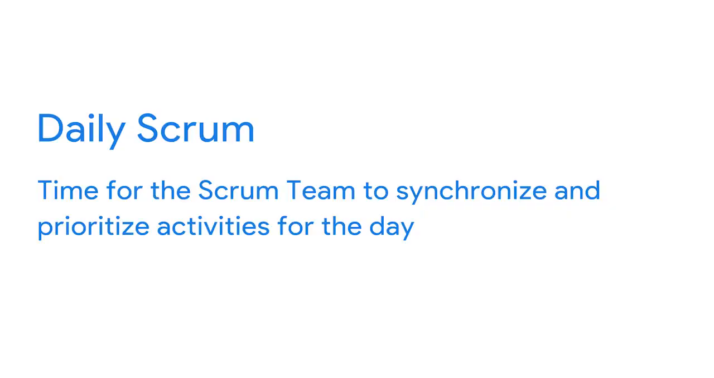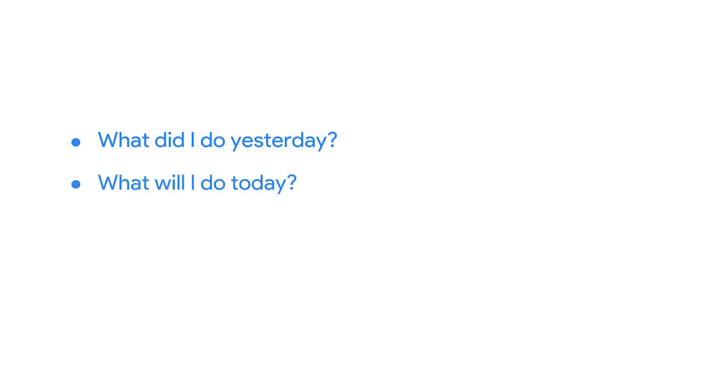First, the daily scrum, which is sometimes referred to as stand-up, is a time for the Scrum team to synchronize and prioritize activities for the day. In 15 minutes, and at the same time and place every day, each team member answers the following questions. What did I do yesterday that helped the development team meet the sprint goal? What will I do today to help the development team meet the sprint goal? Do I notice any impediment that prevents me or the development team from meeting our goals?